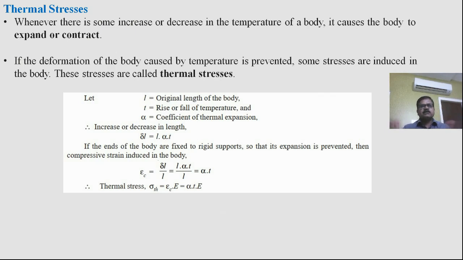We have other types of stresses like thermal stresses. Whenever a body is subjected to heating or cooling, that also results in stress. When a body is subjected to heating but is prevented from expanding, that results in stress. When the body is subjected to cooling and is prevented from contracting, that also results in stress. Preventing expansion results in compressive stress. Preventing contraction results in tensile stress.